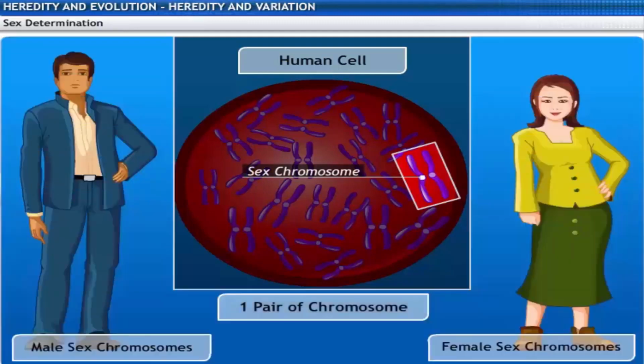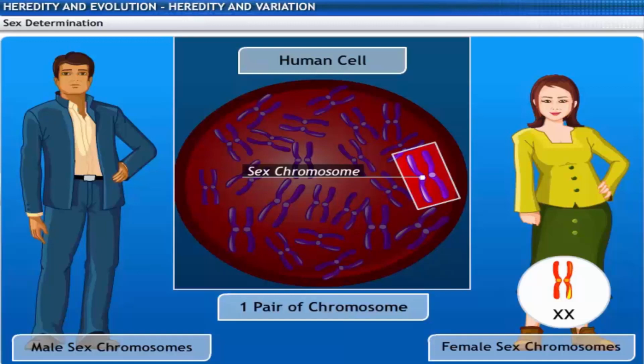Women have a perfect pair of sex chromosomes called uppercase XX. But men have a mismatched pair in which one is a normal-sized X, while the other is a short one called Y. So, women have XX, while men have XY chromosomes.